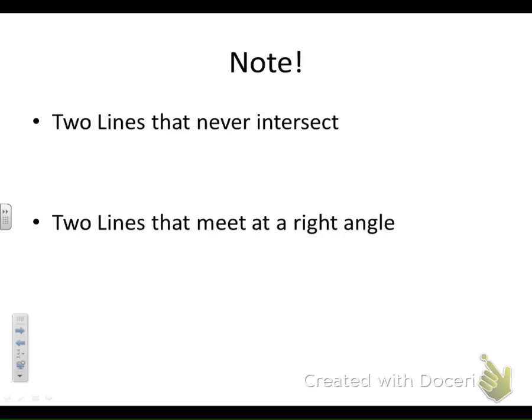Note, two lines that never intersect. Something to just help you check. If two lines never intersect, that means they have the same slope. I guess I should complete this sentence: they have the same slope. In other words, parallel lines. Parallel lines have the same slope.